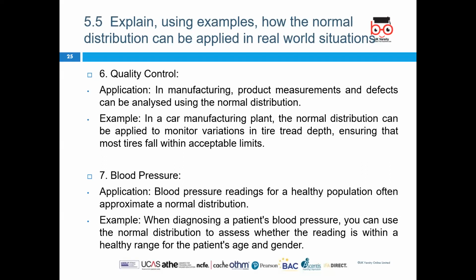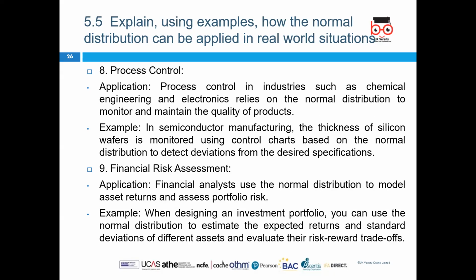For example, if your age is between say 21 to 30, then you should have a certain range of weight, and you should have a certain blood pressure level. All of these are done based on lots and lots of trials, and then the reference values have been established. Then you have the process control. Industries such as chemical engineering and electronics rely on normal distribution to monitor and maintain the quality of product. For example, in semiconductor manufacturing, the thickness of silicon wafers is monitored using control charts based on normal distribution to detect deviations from the desired specifications.